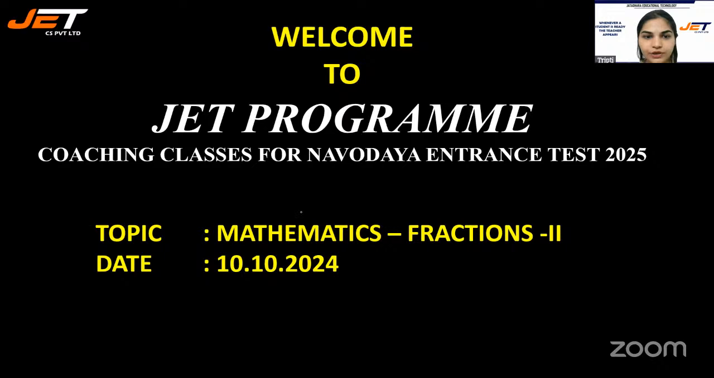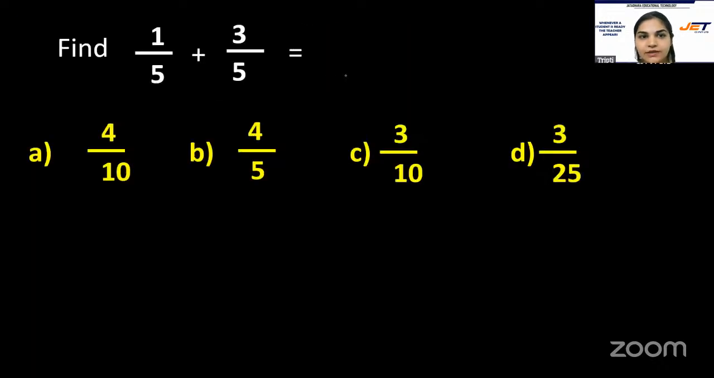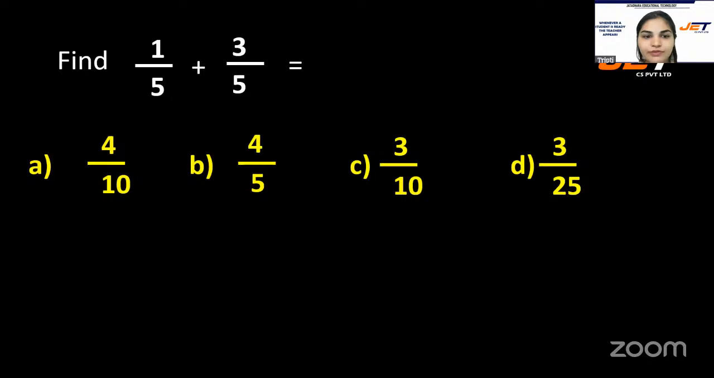All right, so here, let's see. In the last class, we did a bit of addition of fractions, right? And here also, we will add the fractions with the same denominator. So how to add the fractions with the same denominator? Let's see. I'm waiting for the answer. 1 by 5 plus 3 by 5. What will it be?